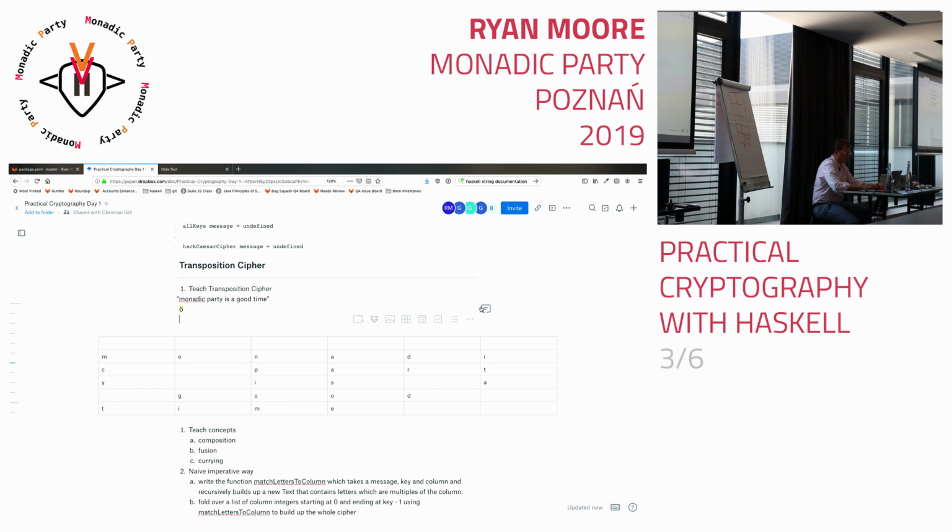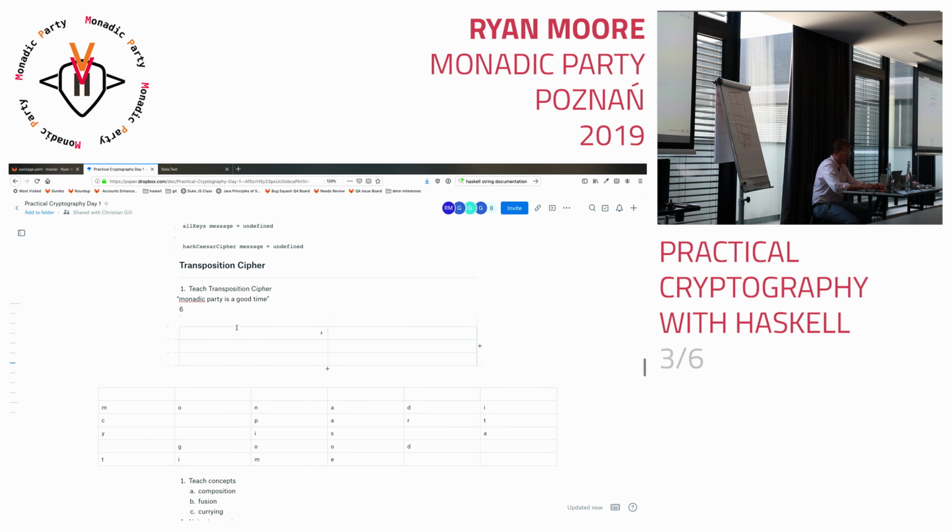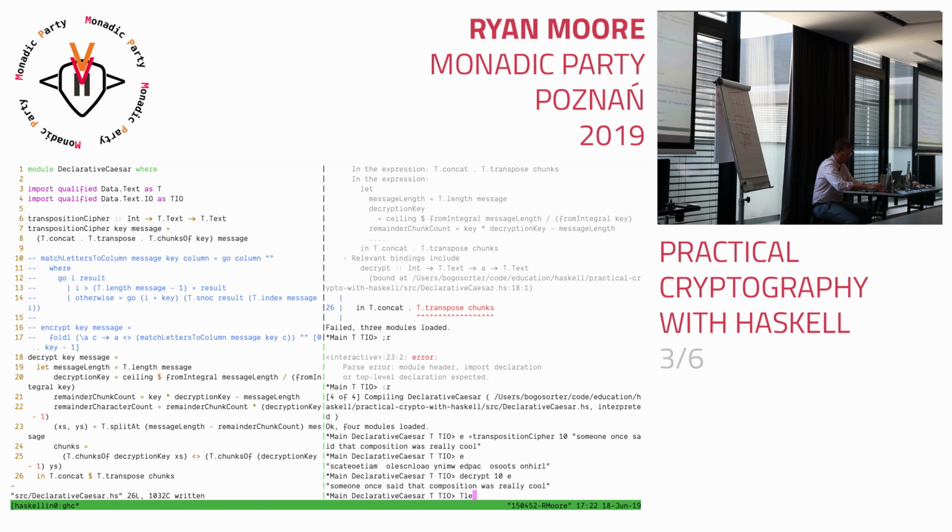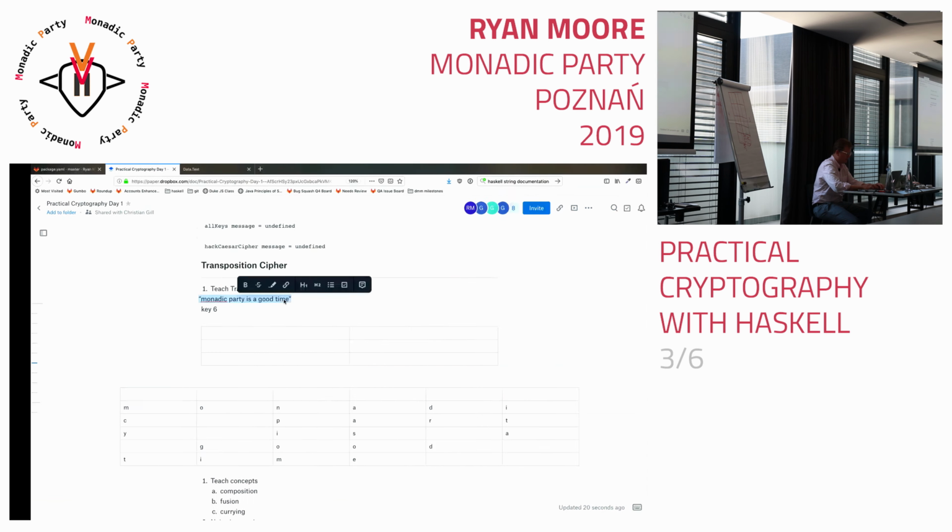And let's do another table. So the key is 6, and the length is 1, 2, 3, 4, 5, 6, 7, 8, 9, 10, 11, 12, 13, 14. Here, let's just do this. Have Haskell help us out. Whoever invented smart quotes can roll in their grave.